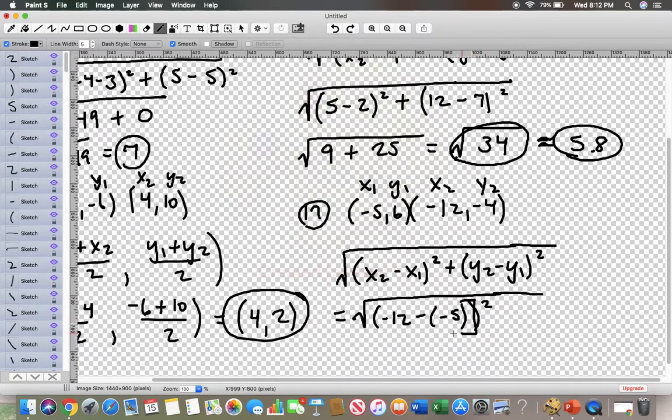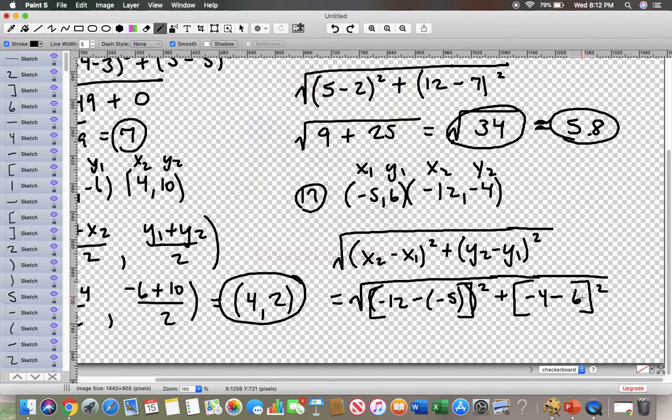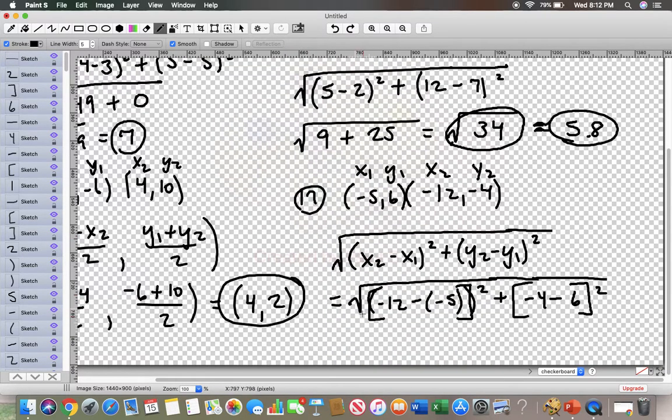I probably should do brackets here since I've got parentheses inside there. Plus, let's do brackets here as well. Y sub 2 is negative 4 minus y sub 1, which is 6. All of that squared. We're still all underneath the square root here. So let's simplify. Negative 12 minus a negative 5 is negative 12 plus 5, which is negative 7.